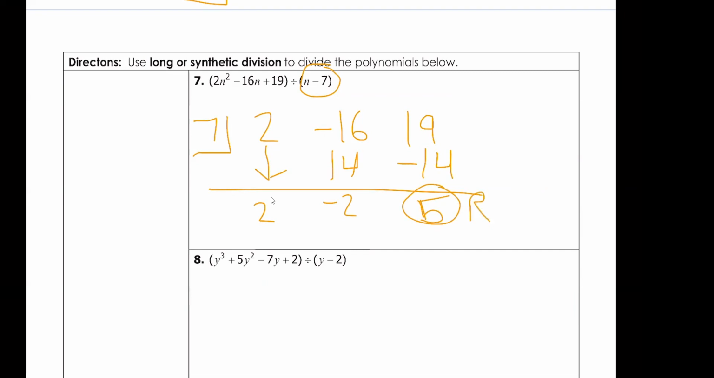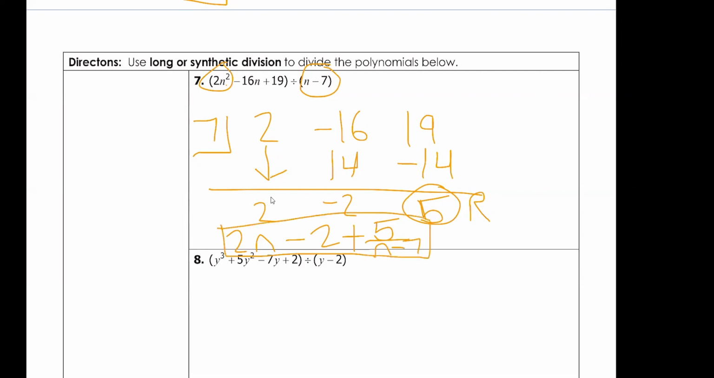So our answer, remember, it lowers your degree each one. So this first box, it's not going to be an n squared. This would just be 2n. Then the next spot would be my constants, minus 2. And then my remainder, which, like I said, you can just put over what you're dividing by. So this would be my answer.